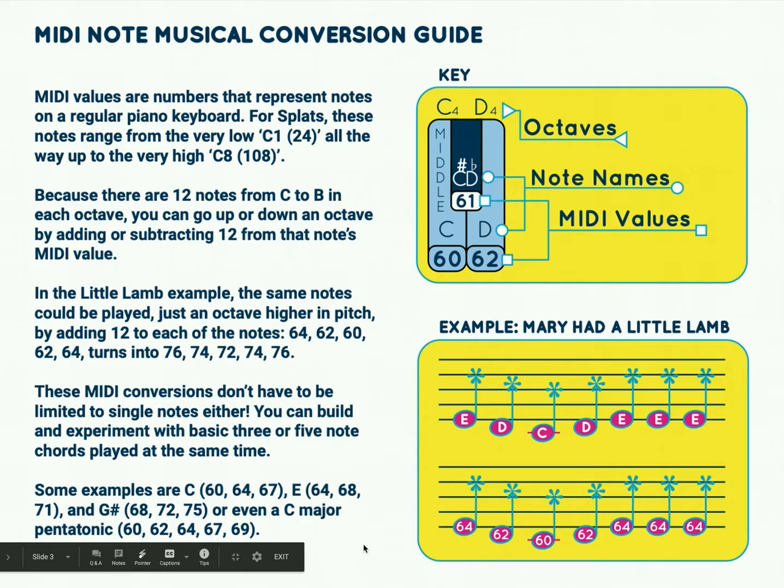These MIDI conversions don't have to be limited to single notes either. So you can build an experiment with basic 3 or 5 note chords played at the same time. Some examples are C in 60, 64, 67, E in 64, 68, and so on.